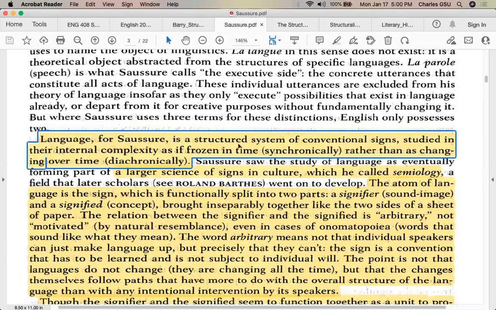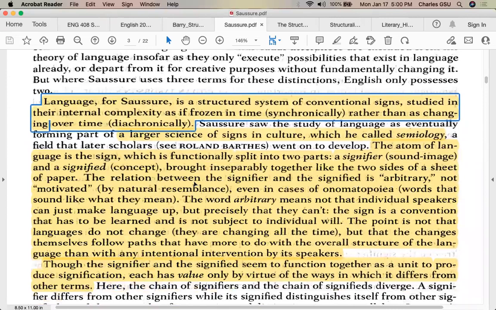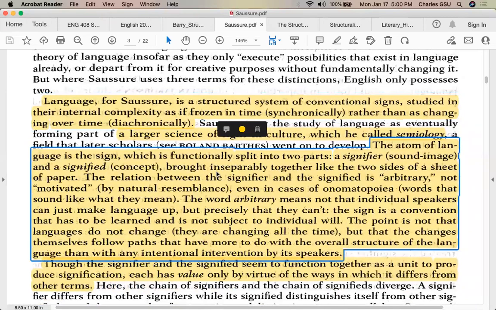Language for Saussure is a structured system of conventional signs studied in their internal complexity as if frozen in time, synchronically frozen in time, like "I gave flowers," because again, you can never take those words back once you've said them, rather than as changing over time, or diachronically. And here's where they're talking about the signifier, the sound image, and the concept itself.